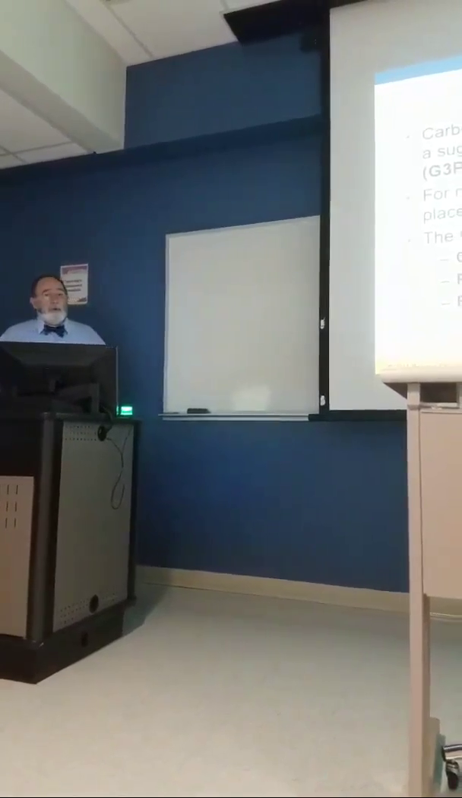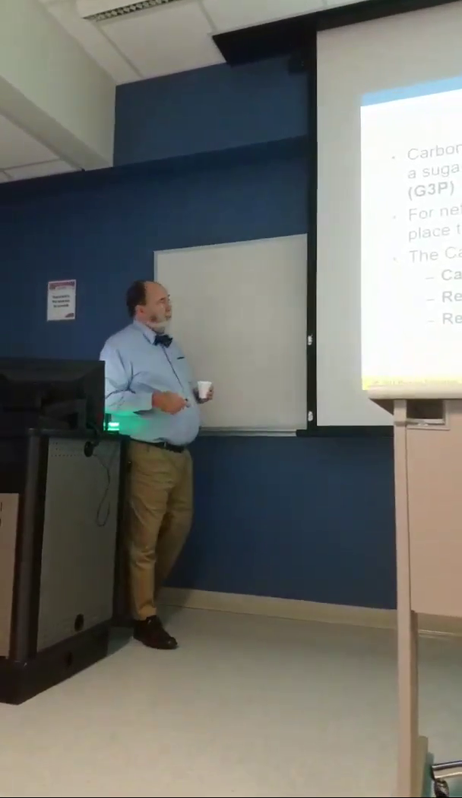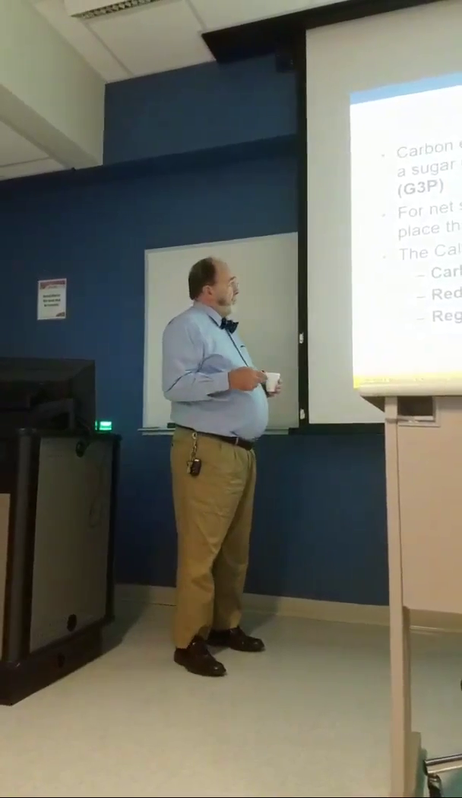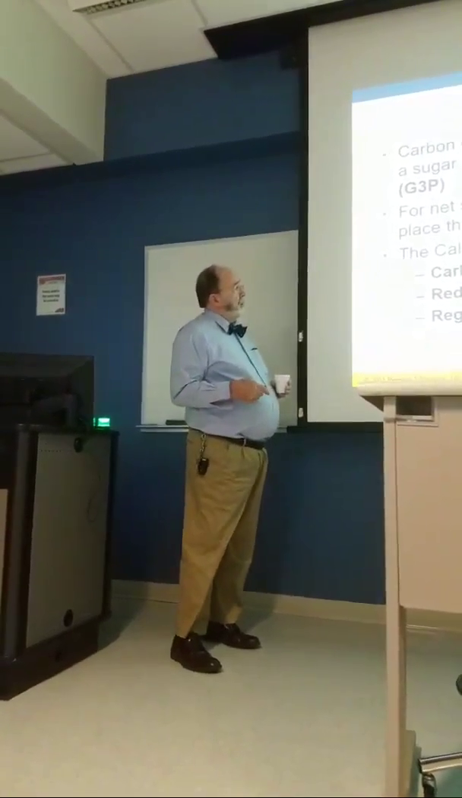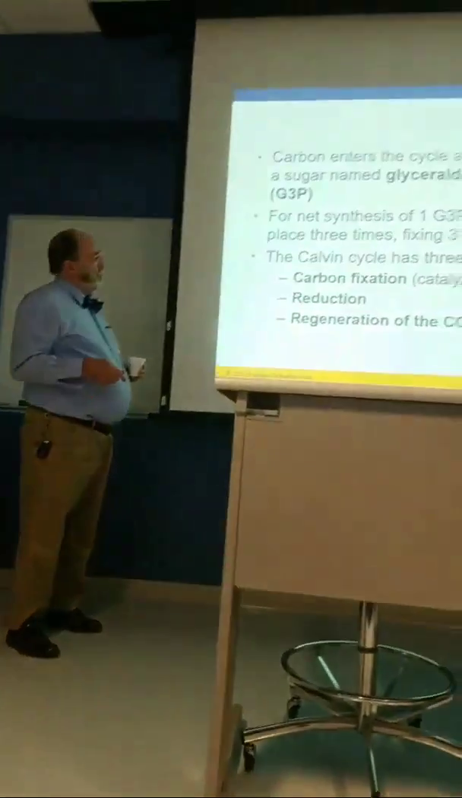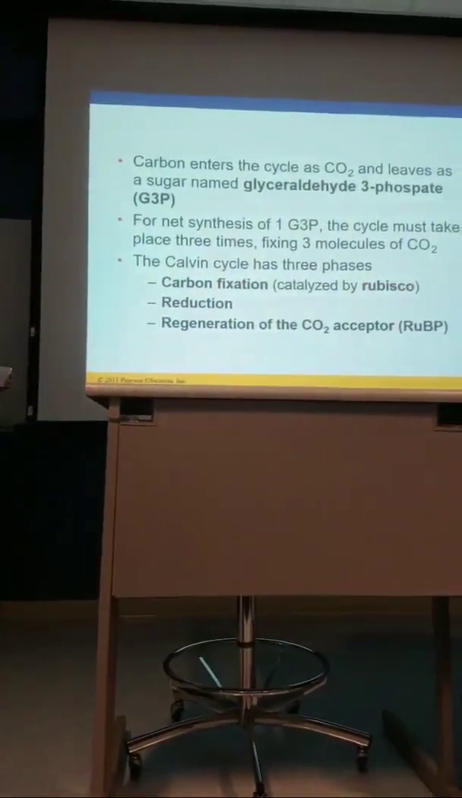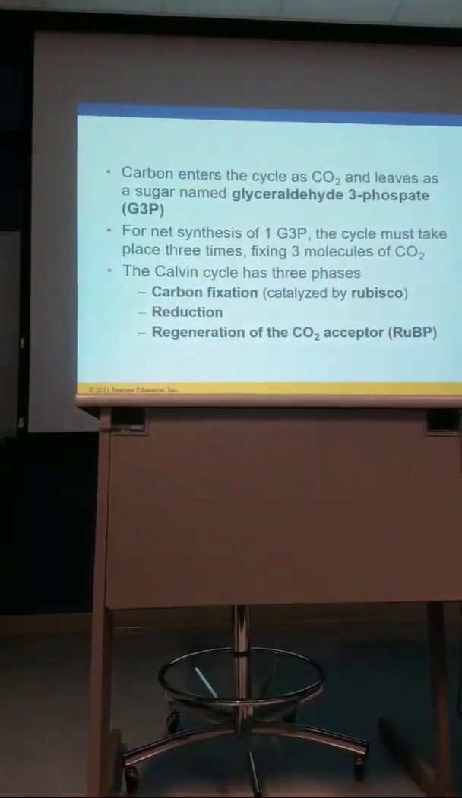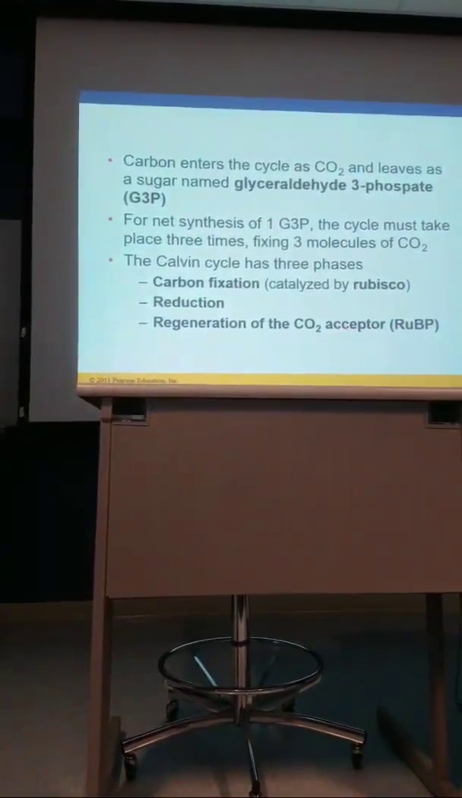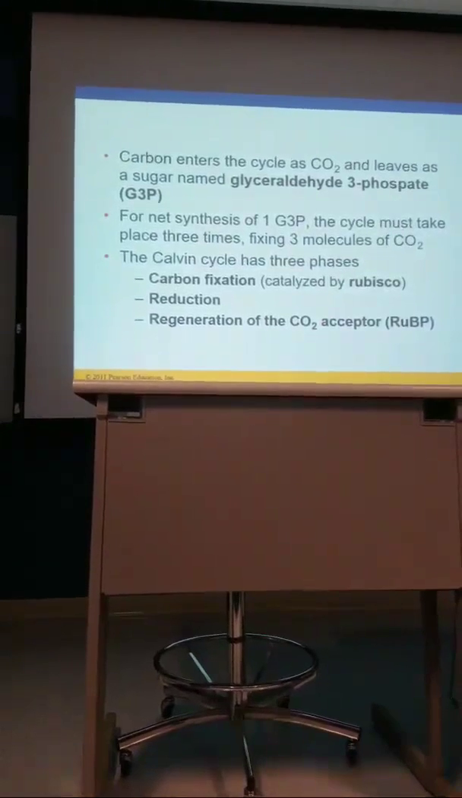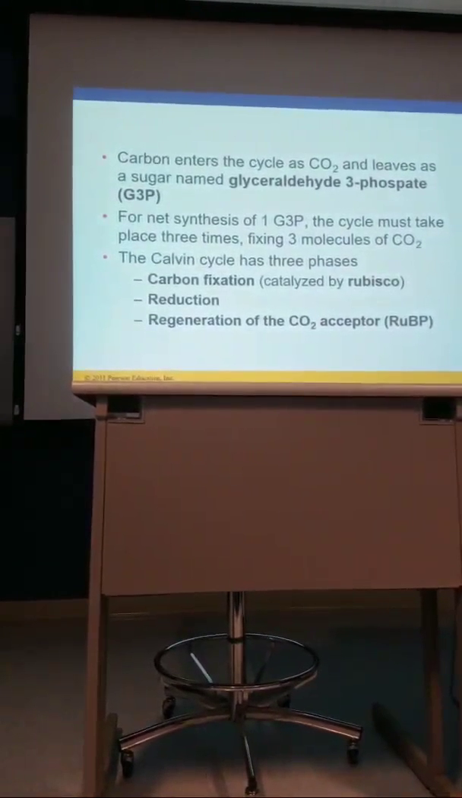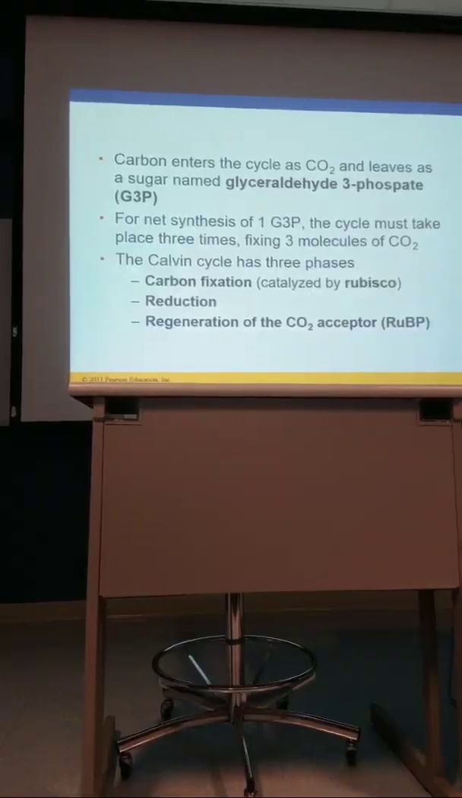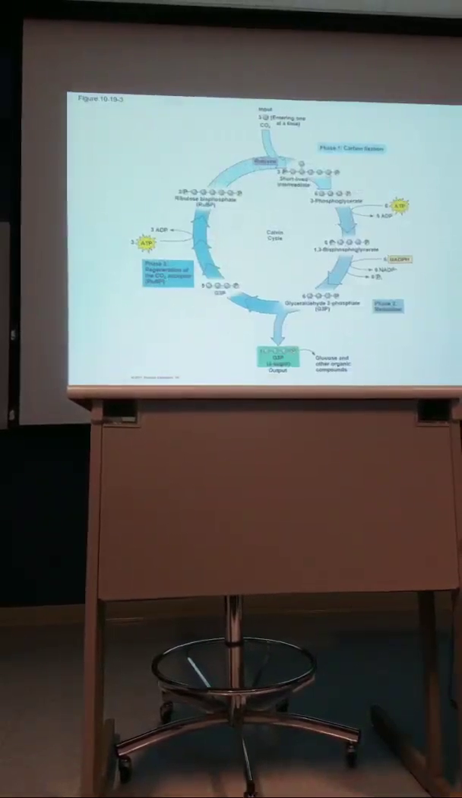Also remember there are three things that happen in carbon fixation, or the Calvin cycle. Carbon fixation is one, catalyzed by the enzyme Rubisco. It will be reduced with the electrons from hydrogen, and then it will regenerate the carbon dioxide acceptor, which is RuBP, ribulose bisphosphate, as we will see.